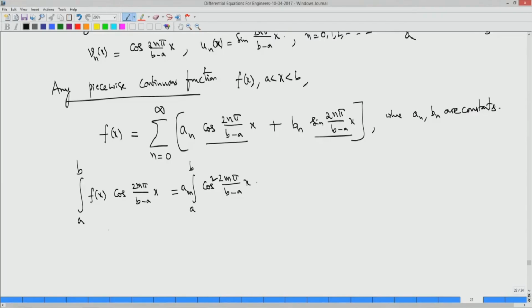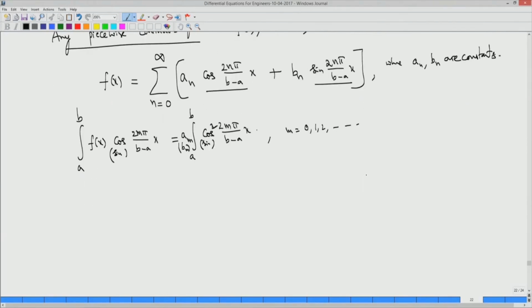And if you do it for sine, you get the same thing. So you do cosine or sine, you get a similar thing. So you get sine here instead of cos, and you get here bm instead of am. Okay, so m is running from 0, 1, 2, 3 onwards. Of course b0 is 0, only a0 will contribute.